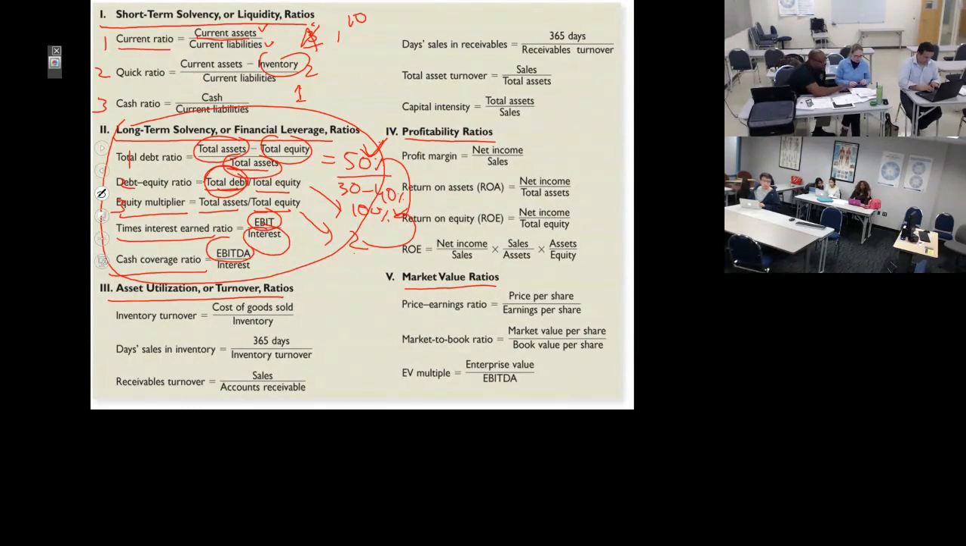Divided by total assets. Go back to total assets. Minus this over what? Total assets, 360. Okay, 49% right now.